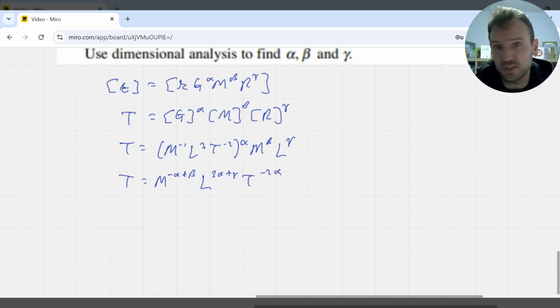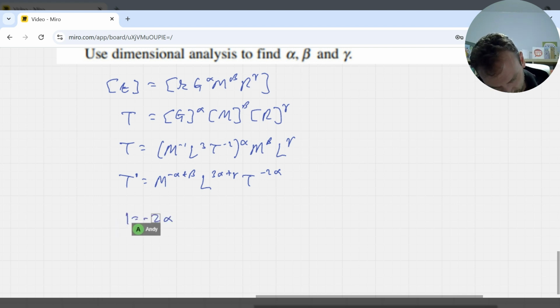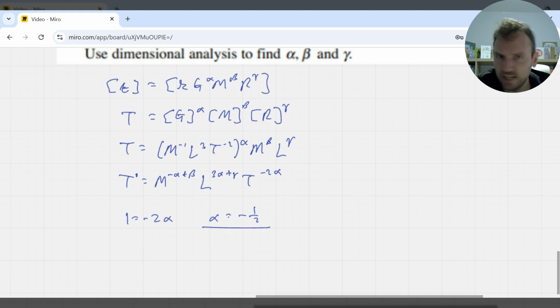We could look at our m's first, we could look at our L's first, we could look at T's first. Because our T on the right-hand side only has an alpha and not a beta or a gamma involved, that's going to be the nicest one to start with. Now, the left-hand side is really just T to the 1. So we can say that 1 is equal to negative 2 alpha, and alpha is going to be equal to negative a half.